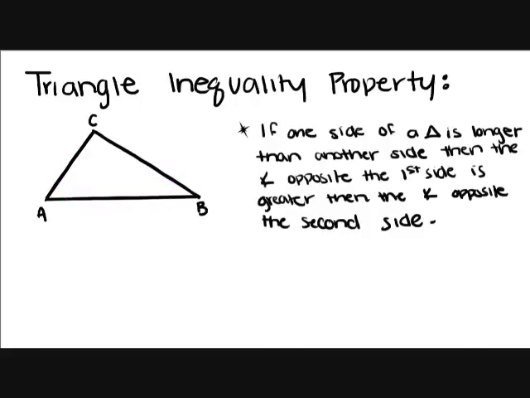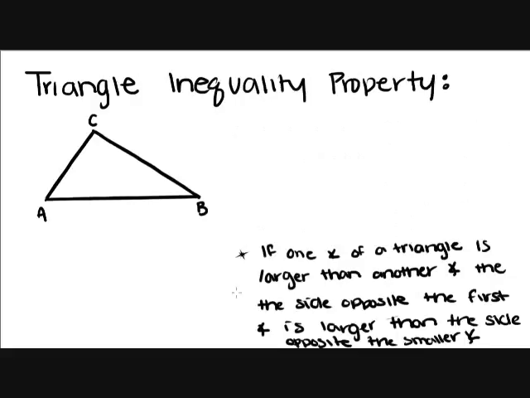So our next property says that if one angle of a triangle is larger than the other angle, the side opposite the first angle is longer than the side opposite the smaller angle. So this is basically like the last one, just reversed.